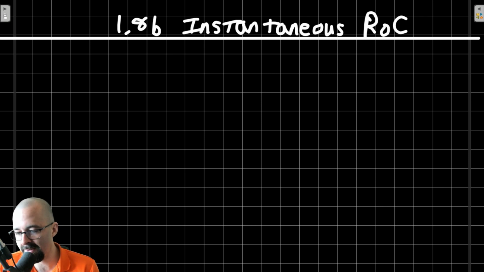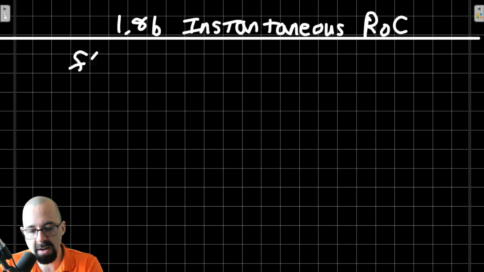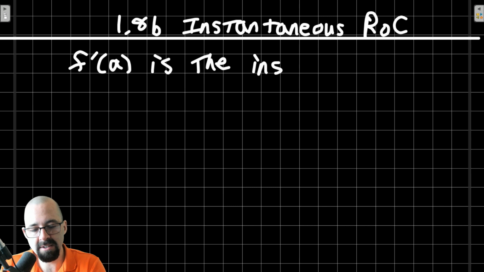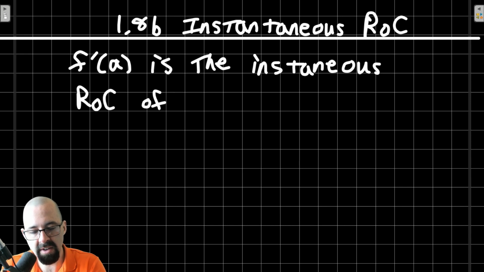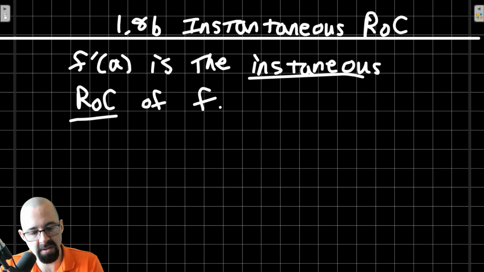That's not how you say that word. So we have f prime of a is the instantaneous rate of change of f. All right, so that's our definition, instantaneous rate of change.